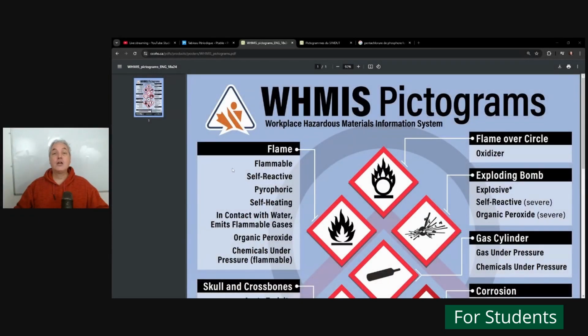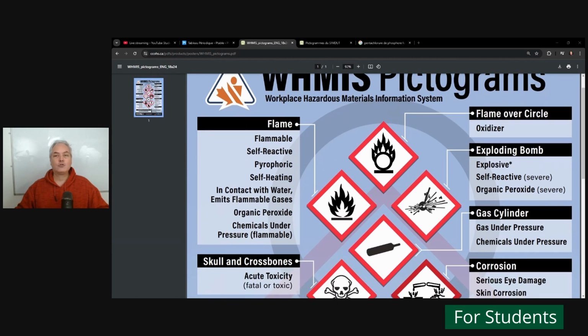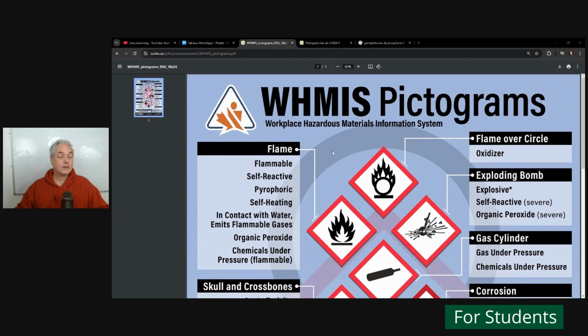So the first topic we're going to have today will be about the WHMIS pictograms. So WHMIS is the Workplace Hazardous Materials Information System. It allows scientists and also people in the workplace to document the type of chemicals they're using as well as their effect.